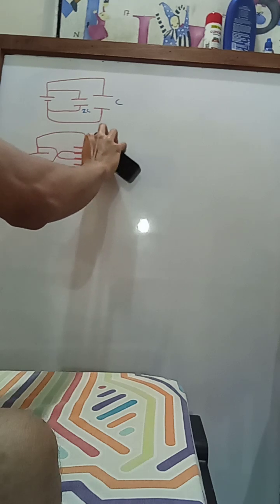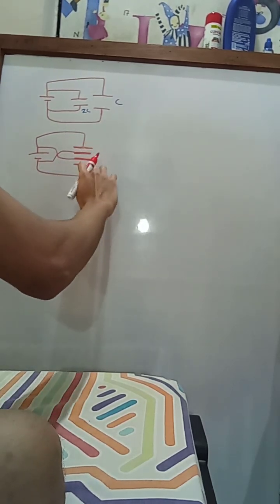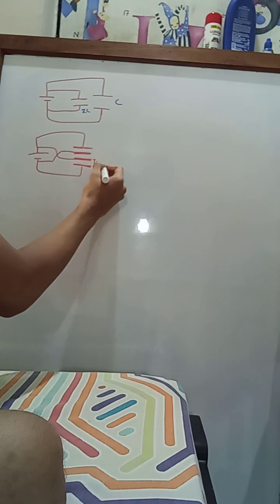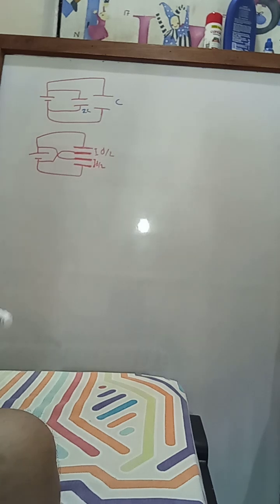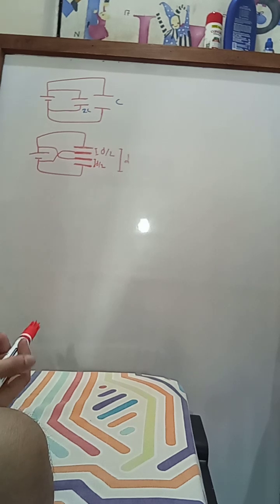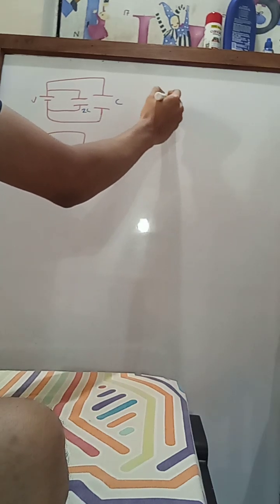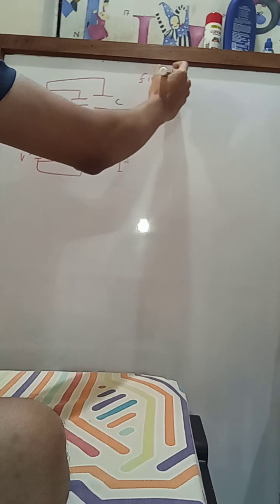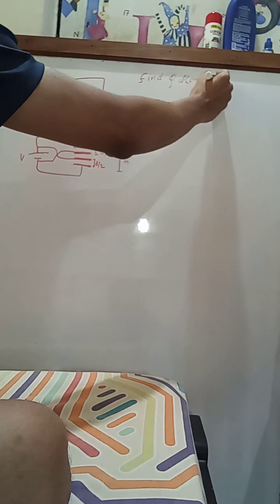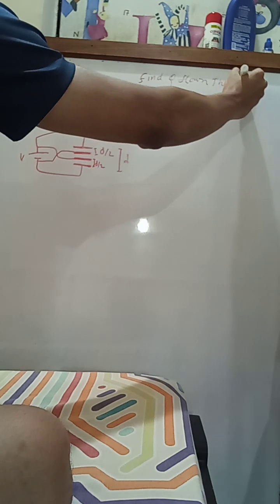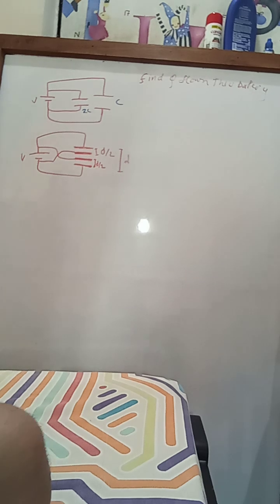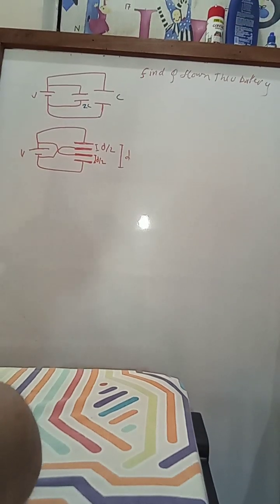I will simply say D by 2, D by 2, D by 2, D by 2, and this whole is D. Now let's get to solving. Firstly, another piece of information is that this is V, and they have asked us to find the charge flown through the battery. Alright.